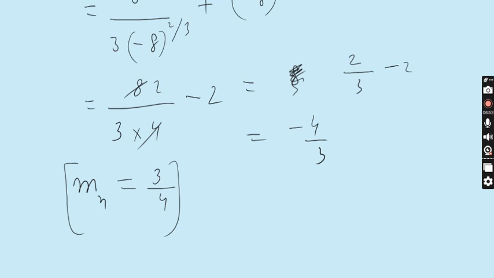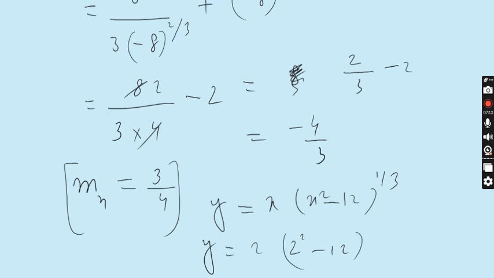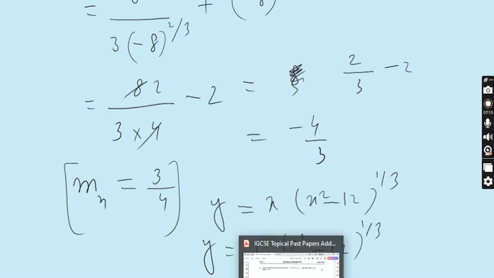Now we have to find the values x1, y1. x1 is given as 2, and in order to find y1, write the equation again: y equals x (x squared minus 12) to the power 1 upon 3. Put the value x equals 2: 2 times (2 squared minus 12) to the power 1 upon 3.